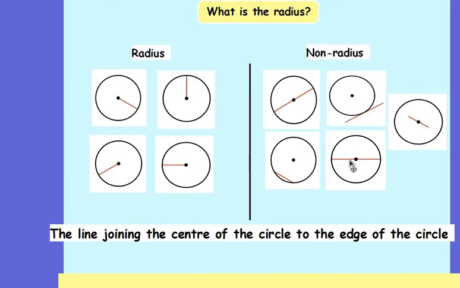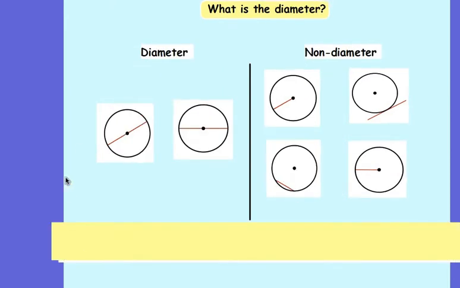These aren't radii because they do not go from the centre to the outside. This one's a tangent, this one's a diameter, this one's a chord. None of those are radii. How about now, Year 8? Pause the video. What do you think the diameter might be?